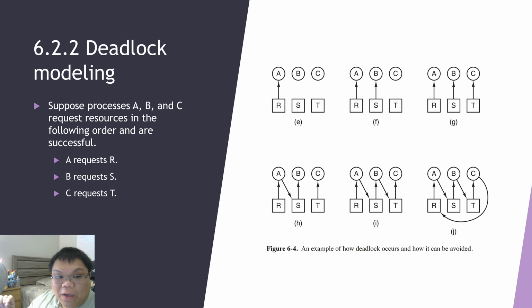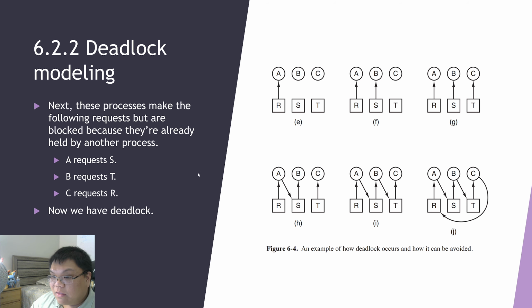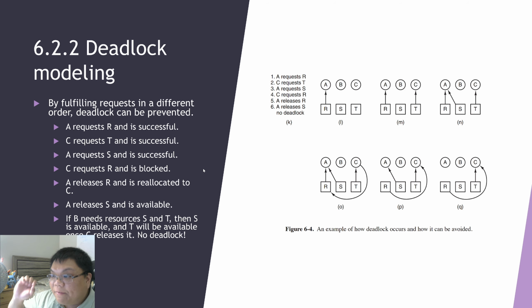There's actually a way to eliminate this deadlock, and that is to deny one of these requests. Here's how. We can fulfill these requests in a different order to prevent deadlock.